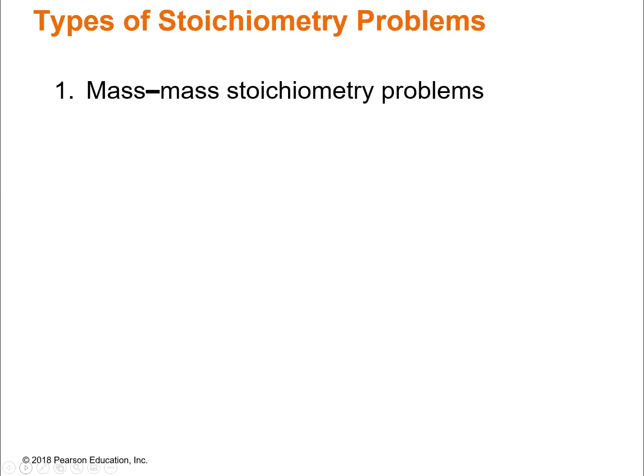Now we're going to start doing some stoichiometry problems. That was just the warm-up, okay? There's 3 types of stoichiometry problems. We're going to start with mass to mass. So that means that you're taking the mass of one reactant or product and converting that to mass of another reactant or product within the same chemical equation.